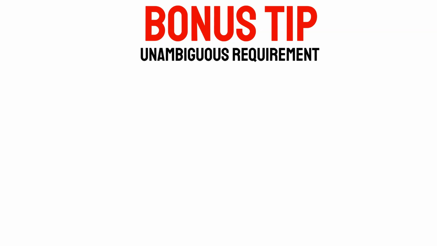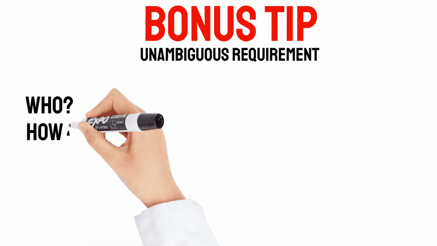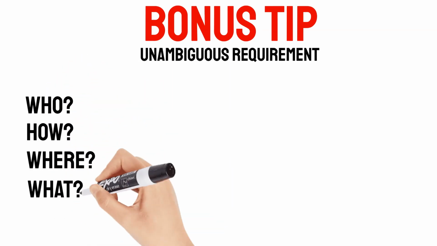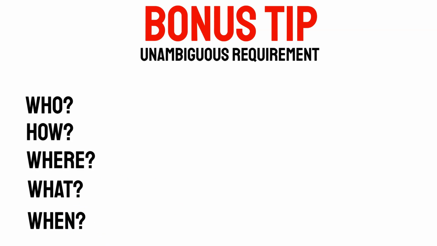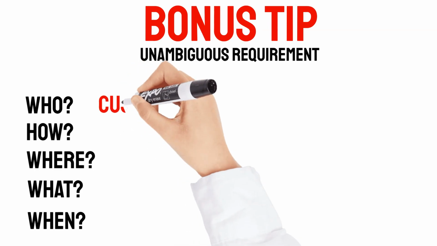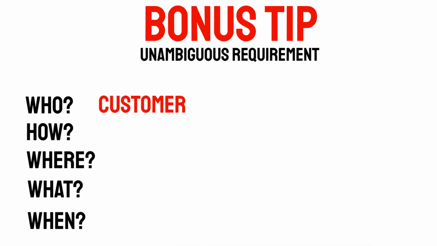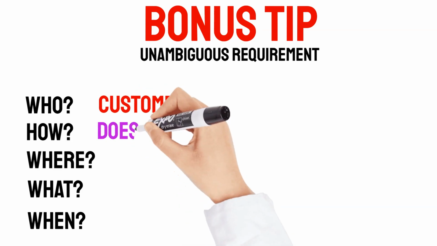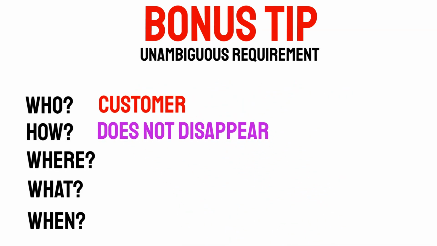So how do I make requirements unambiguous? You have to ask the important W questions: who, how, where, what, and when. So who is doing something in this requirement? It's the customer who is buying or clicking the buy button. So you could also in the requirement mention the user, so the customer. How is this happening? Basically, we have a notification which is not disappearing.